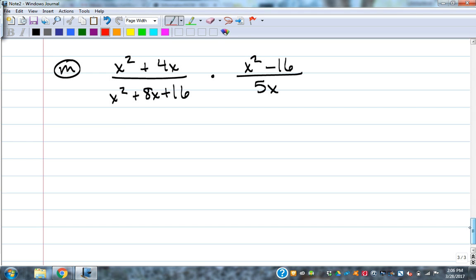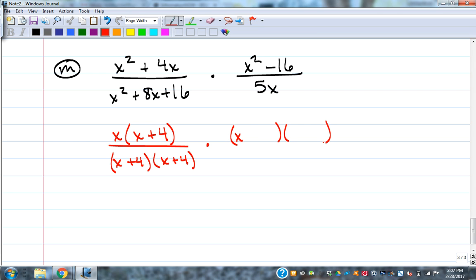So the top part of the first fraction factors as x plus 4 and x. The denominator of the first fraction would be x plus 4 and x plus 4. The second fraction, what does x squared minus 16 factor as? Ooh, I know. It's x plus 4 and x minus 4. Thanks for answering, Mr. Isbell. Good job. All right. Now, once you get everybody factored, it's just canceling the matching pieces vertically and diagonally.